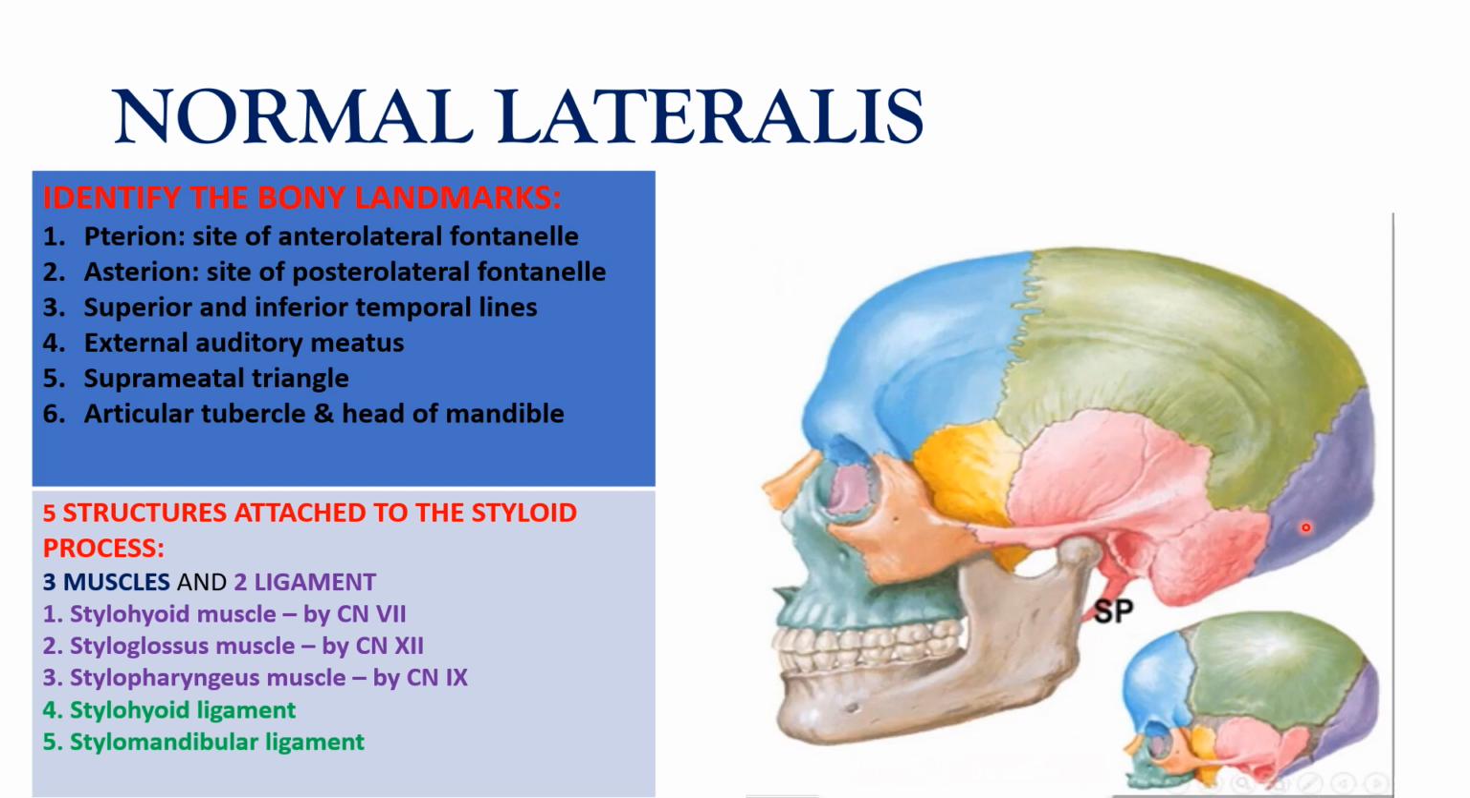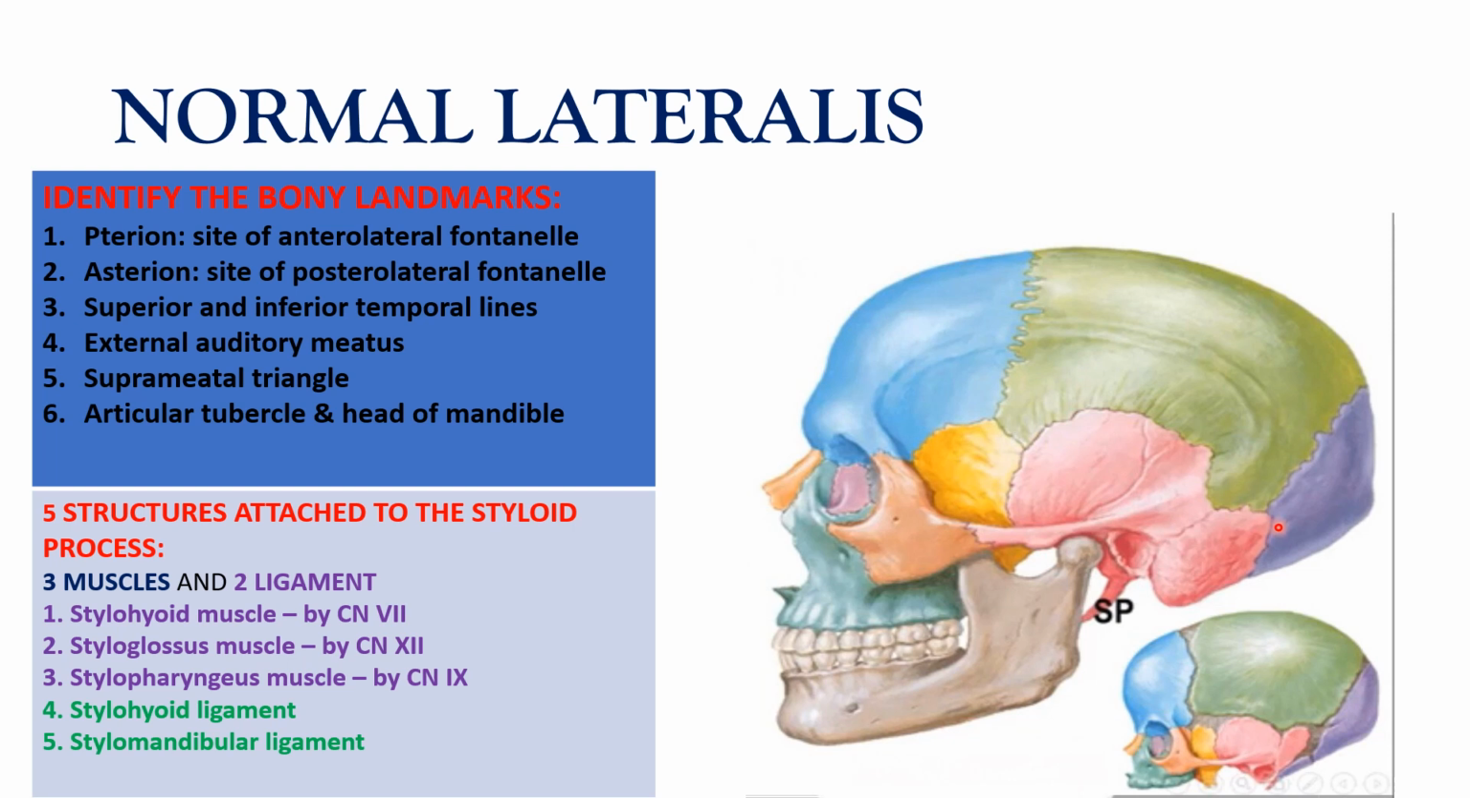Now, the asterion is represented in the infant skull as the posterolateral fontanelle. All right. Now, what is the clinical significance of the asterion? The asterion lies opposite to the sigmoid sinus.